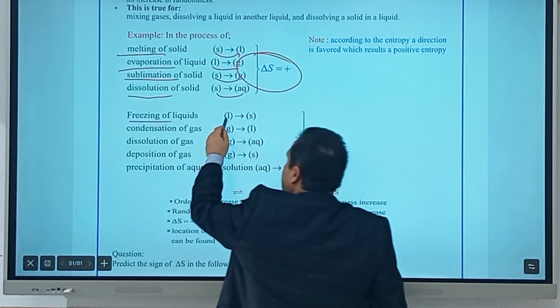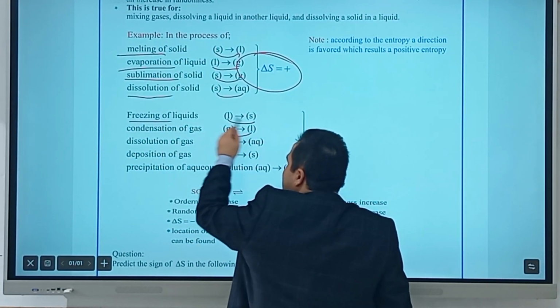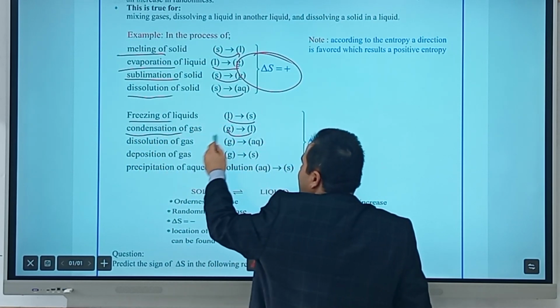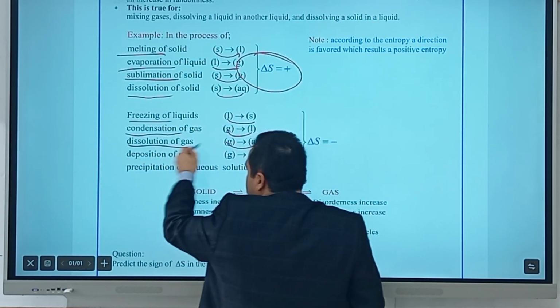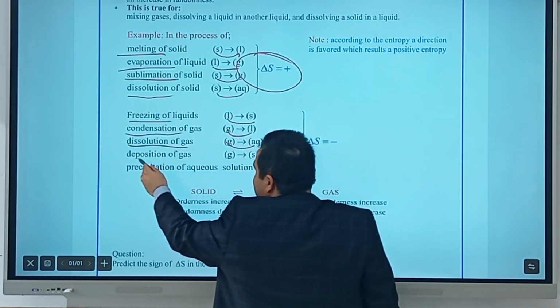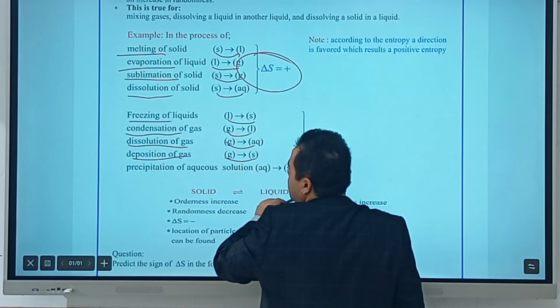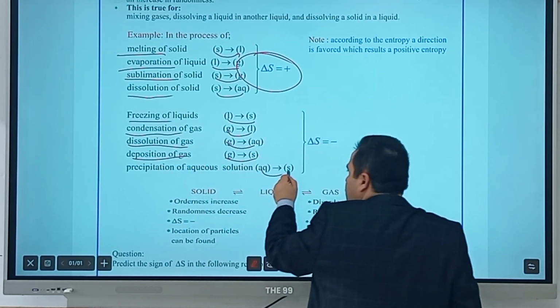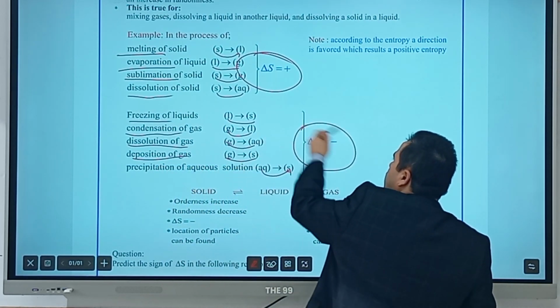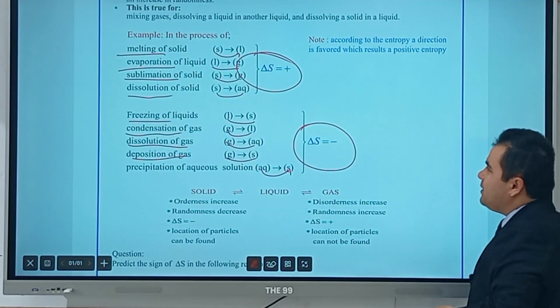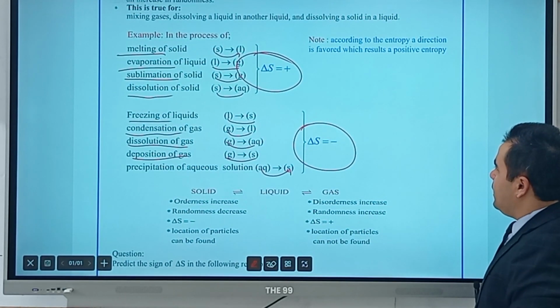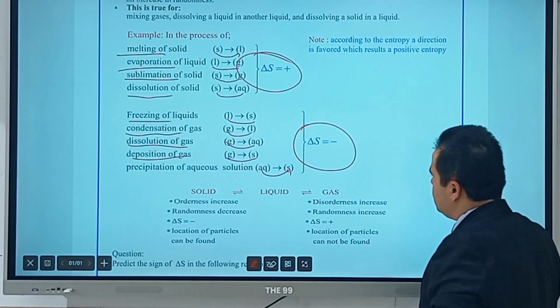Freezing is liquid to solid, gas to liquid is condensation, gas to aqueous is dissolution, gas to solid is deposition, and aqueous to solid is precipitation. All these have a negative entropy, guys.